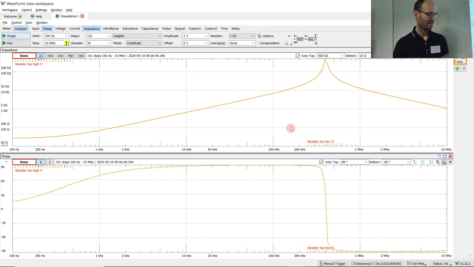And how would you call this? A resonance, some resonant frequency, an impedance peak. And then the impedance is decreasing again. And you can see that the phase is going from plus 90 degrees very rapidly to minus 90 degrees. So what is happening here and why?